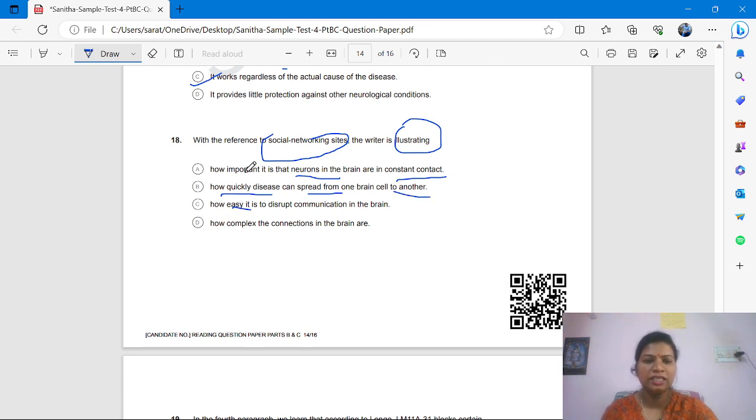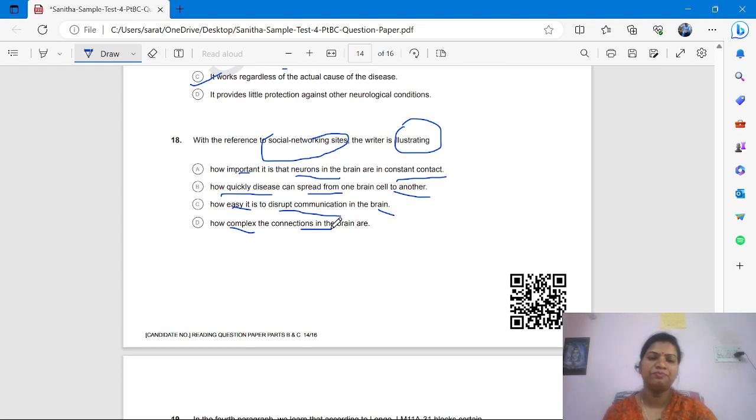How important, how quickly, how easy, how complex are the ways they are given. So like that they will make the sentence. How easy it is to disrupt communication in the brain. How complex the connections in the brain are. So read the question and options very carefully.